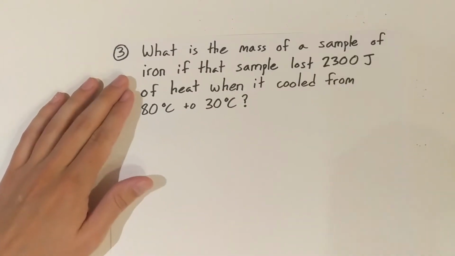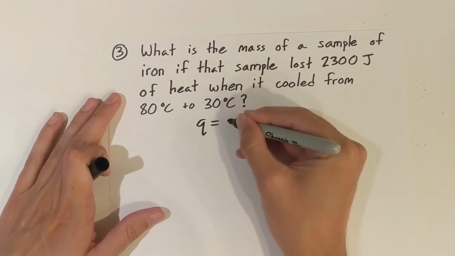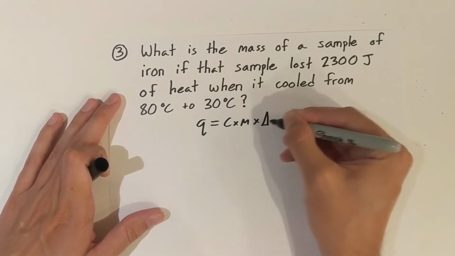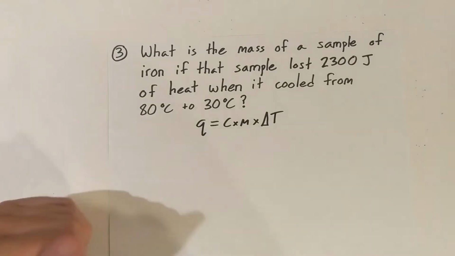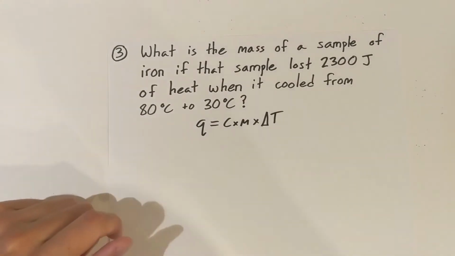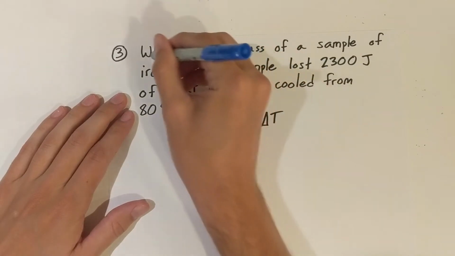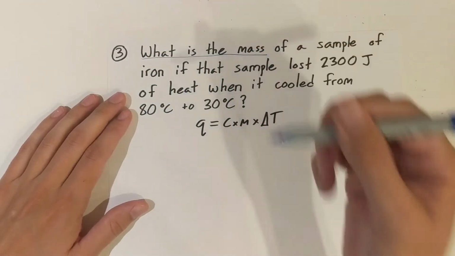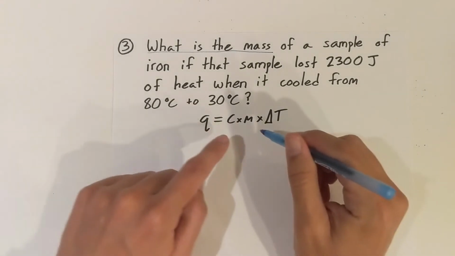All right, moving on to question 3. And again, same exact equation, so we'll write it out here. All right, what is the mass of a sample of iron if that sample lost 2,300 joules of heat when it cooled from 80 degrees Celsius to 30 degrees Celsius? All right, so let's take a look at what we're doing. We're looking for mass. What is the mass? So we have to rearrange this.